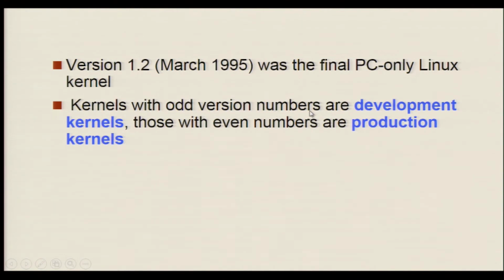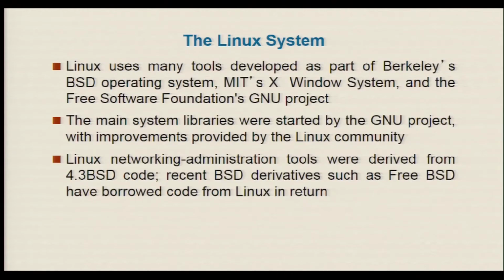Kernels with odd version numbers are development kernels. Kernels with even numbers are production kernels. It reminds me of many good old days where we were very conscious about whether the kernel number is odd or even. If it is odd, it is a development kernel. If it is even, it is a production kernel. The open source world was very active. Every day you can come up with a new version. That's the secret of success of open source. Frequent releases, frequent versioning, version control.